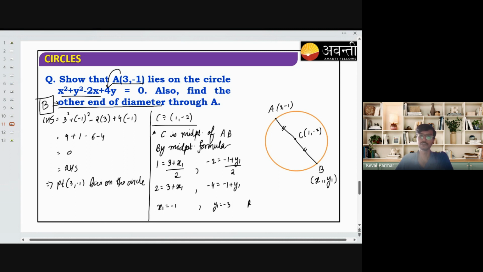So what are the coordinates of B, guys? Very simple, minus 1 comma minus 3. Simple. Did you get it?